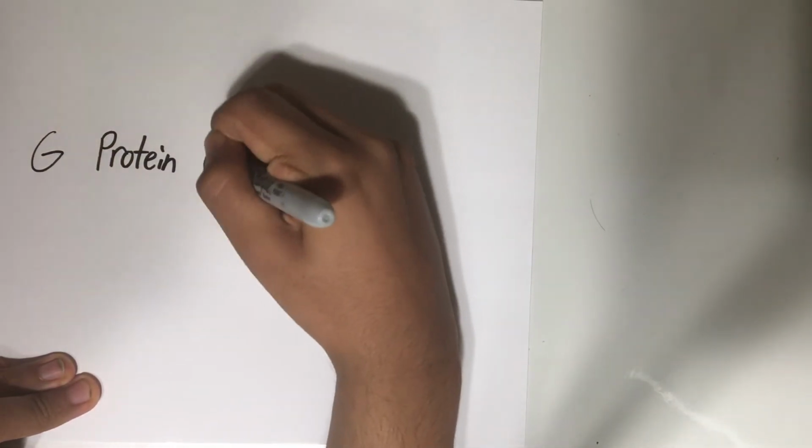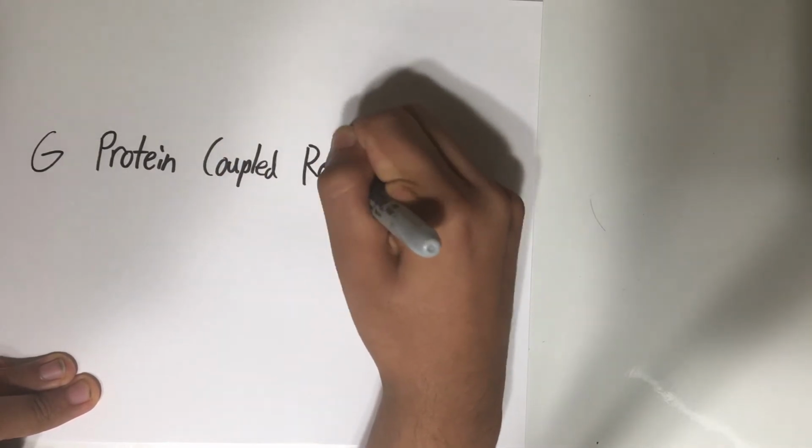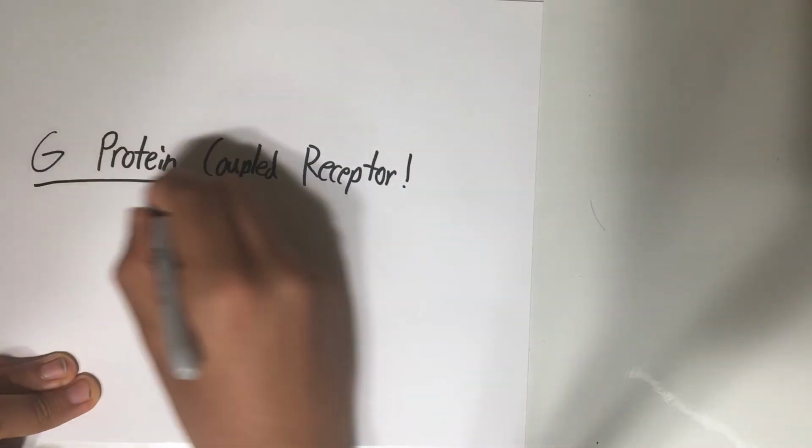Hi, today we're going to talk about the G protein coupled receptor, or GPCR, and how it enables cell signaling. First, let's set the stage for this discussion.